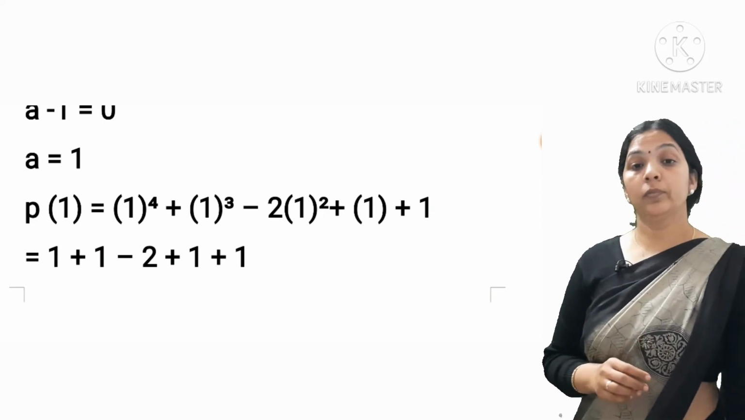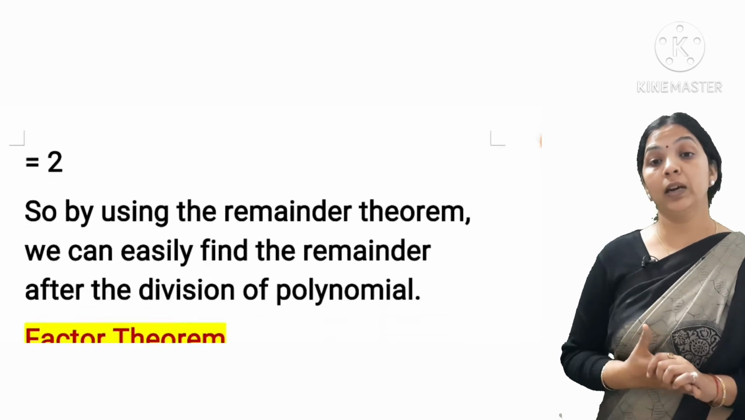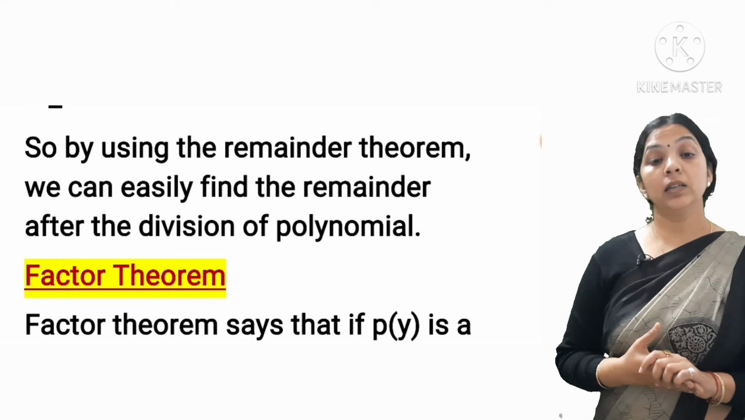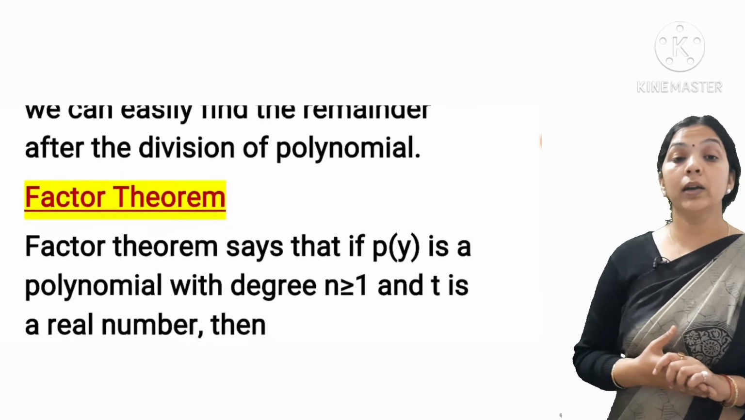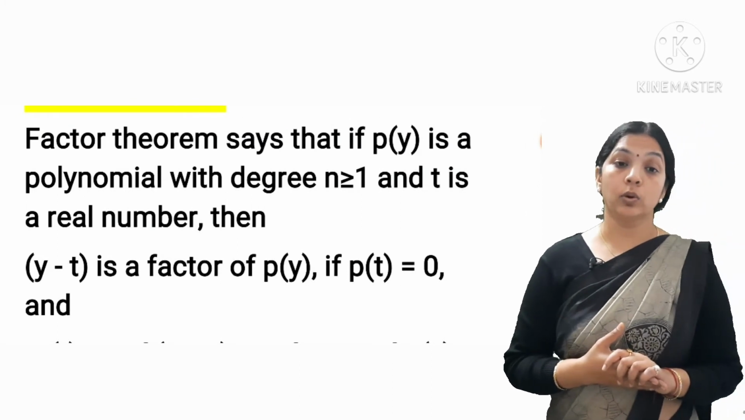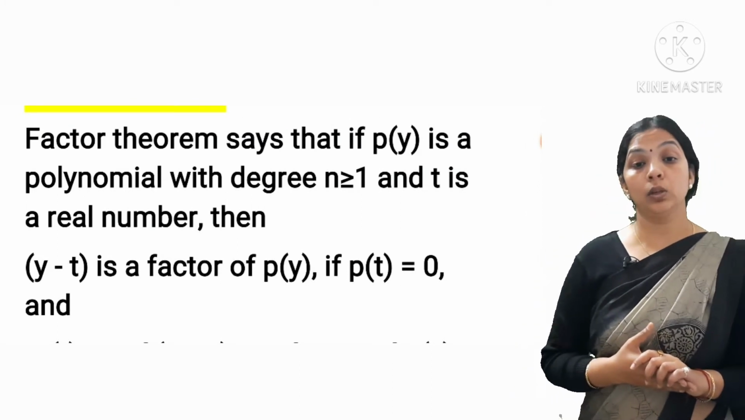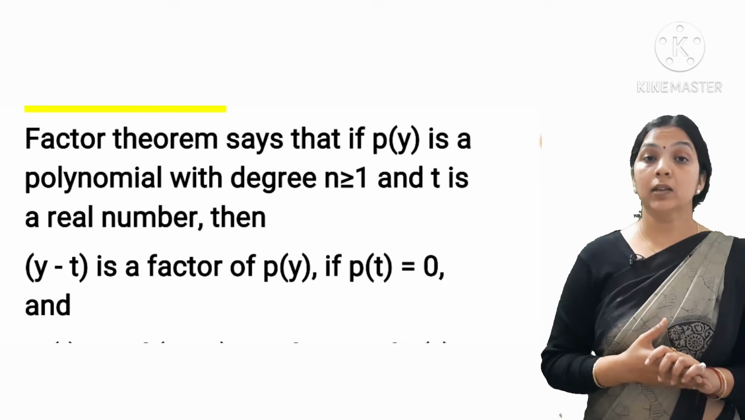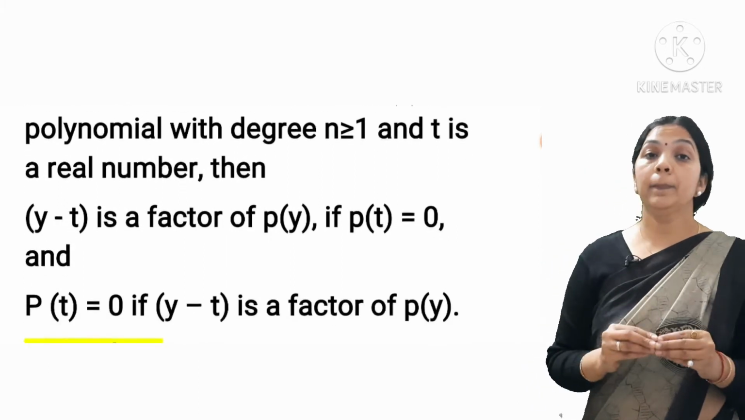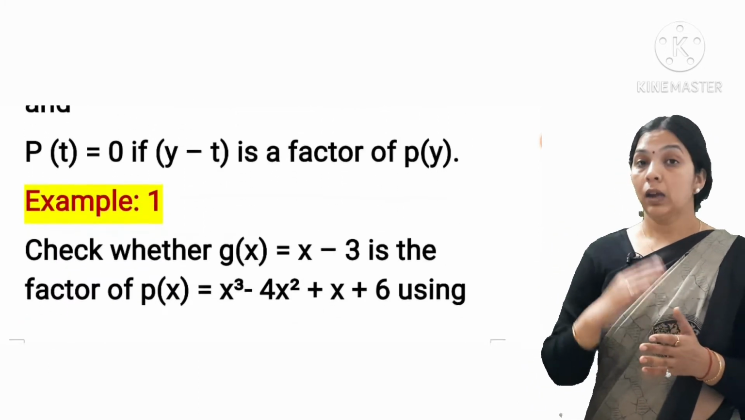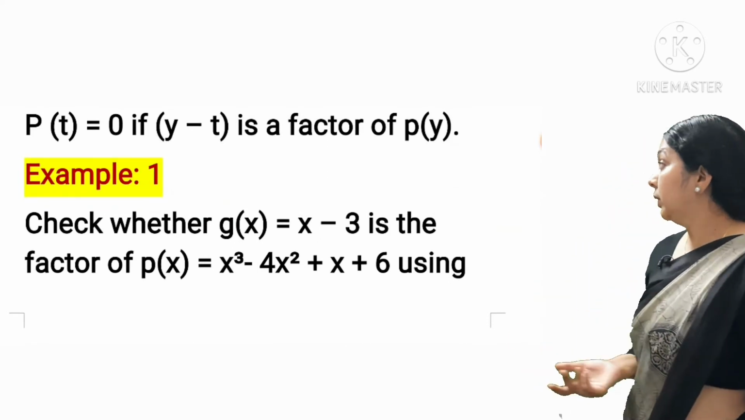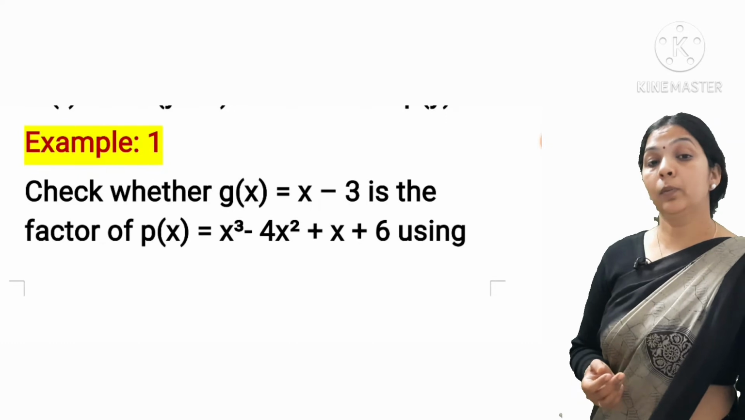Now the factor theorem. The factor theorem says that if p(y) is a polynomial with degree n greater than 1 and t is a real number, then y minus t is a factor of p(y) if p(t) is equal to 0. It means that if any number is a factor, then if we subtract it from the polynomial, that would become the factor of that particular polynomial. Let's understand this with the help of an example.